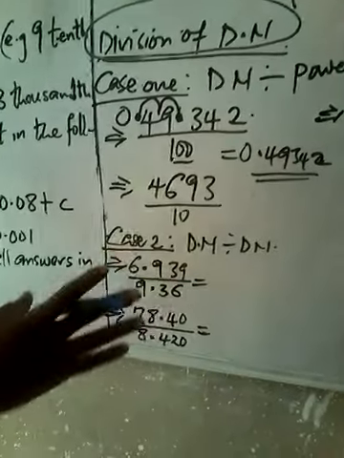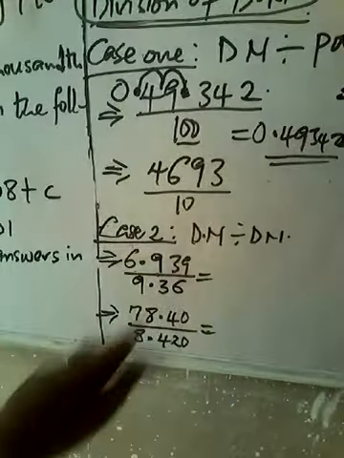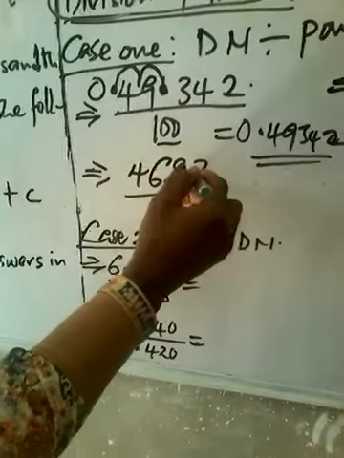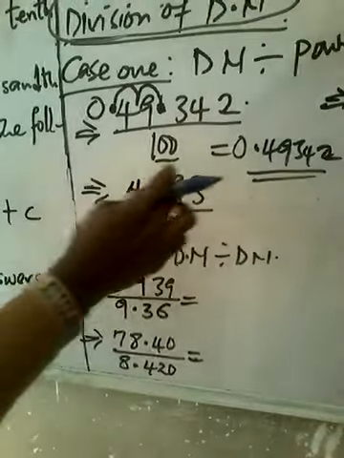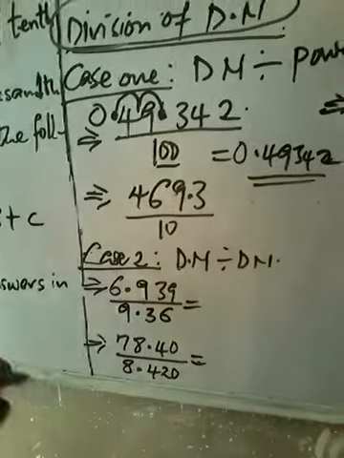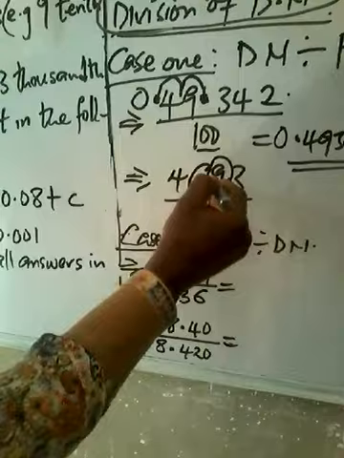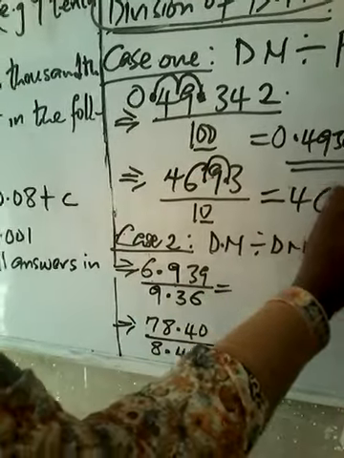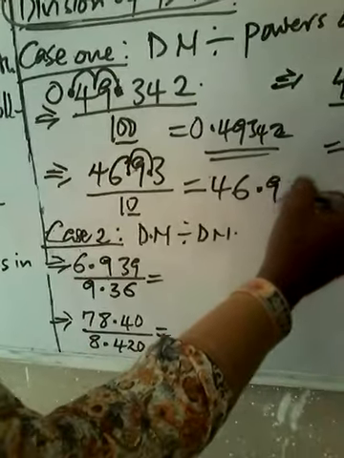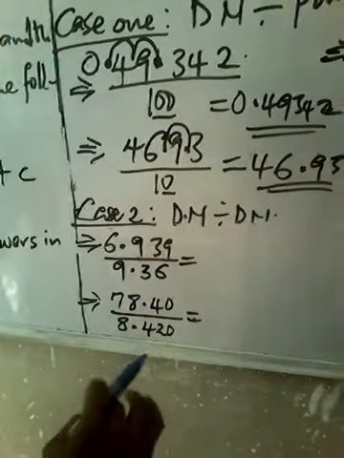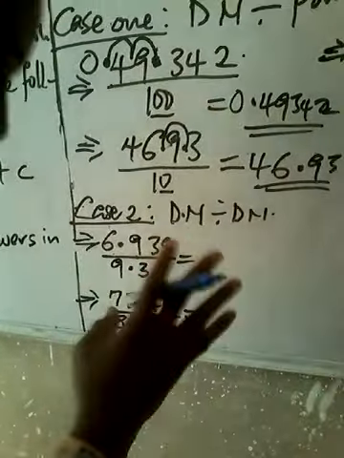Then the second case, which is our key area: if you have to divide 469.3 by 10, you move the point 1 place because of only 1 zero. Move the point 1 place, and your answer will be 46.93. Very simple.